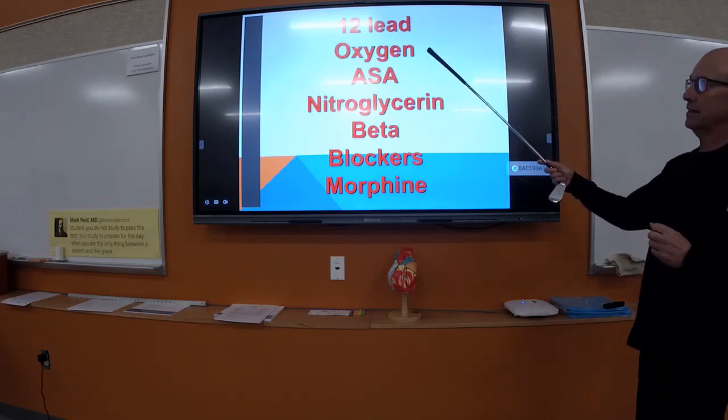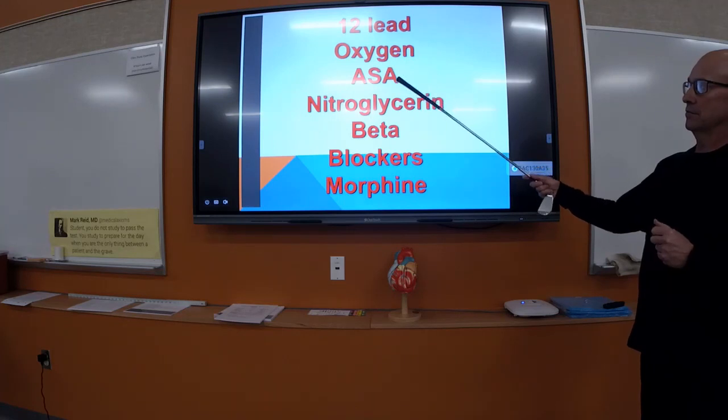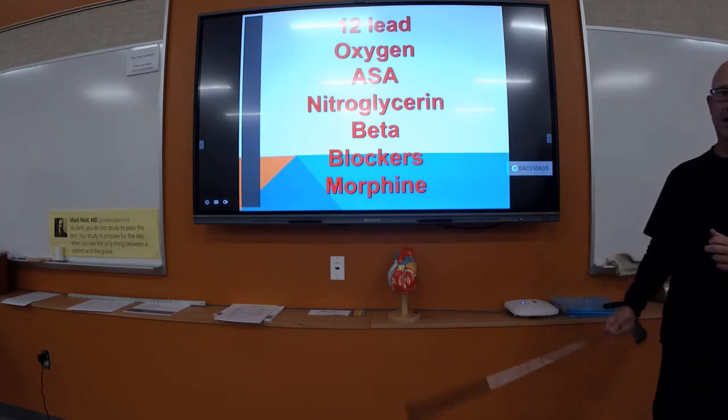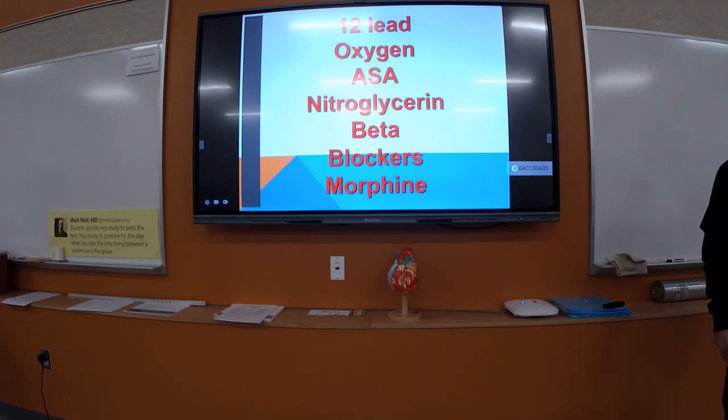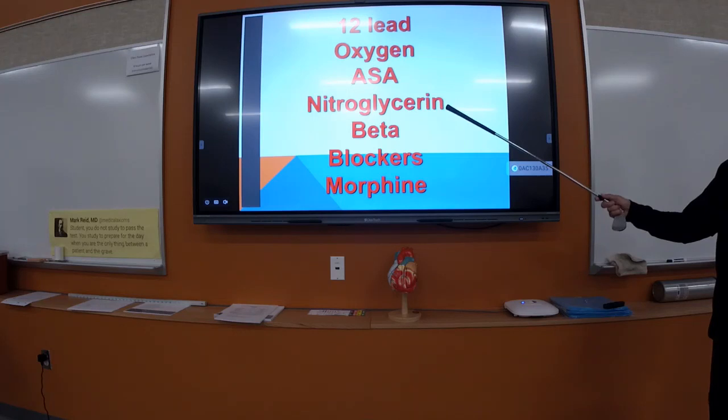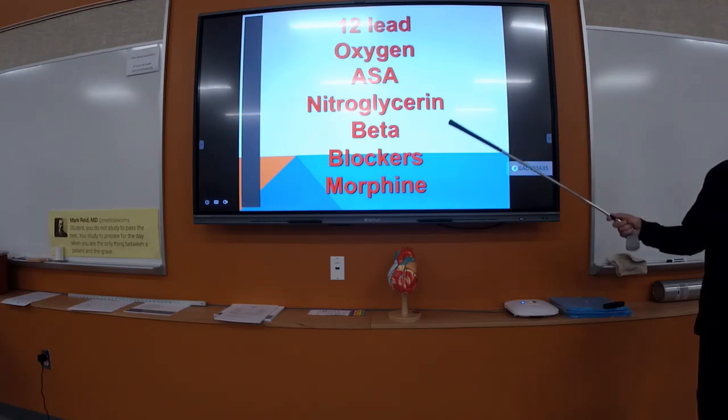We want to evaluate the need for oxygen. We want to administer aspirin, which is the ASA. Aspirin here is used as an anticoagulant, or a blood thinner. So we want to thin that blood down so it can get past that obstruction. We administer nitroglycerin, spray or tablet, 0.4 milligrams sublingual.